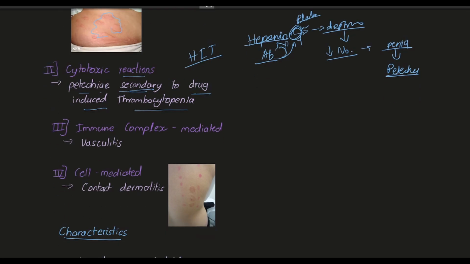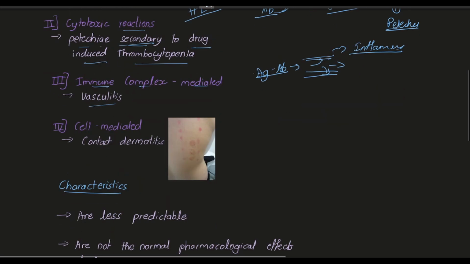And the third one is immune complex mediated, that causes vasculitis. The immune complexes, that is antigen antibody complexes, will deposit in the blood vessels. While traveling through the blood vessel, they will get deposited on the walls, causing inflammation, so we call it vasculitis. And the fourth one is cell mediated, and the example is contact dermatitis. As you are seeing, all these are contact dermatitis lesions.